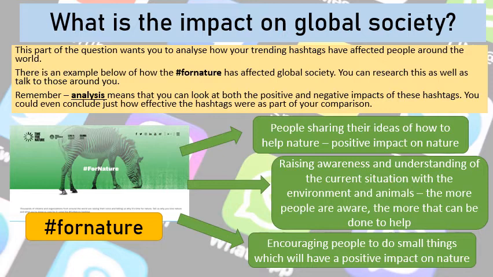This hashtag also raises awareness and understanding of the current situation with the environment and animals. And the more people that become aware of the situation, the more that can be done to help. Another way that the hashtag for nature impacts global society is that it encourages people to do small things in their daily lives which will have a positive impact on nature and the environment. These are just 3 ways that the hashtag for nature has impacted global society, but hopefully starts to give you an idea of what that part of the question means.